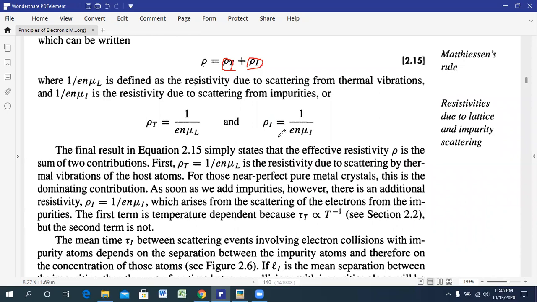Now here we can find that, since resistivity is directly proportional to temperature, the temperature dependent relaxation time tau T should be inversely proportional to temperature.